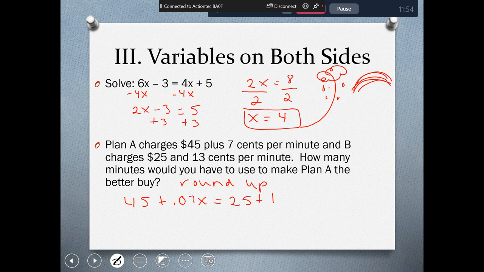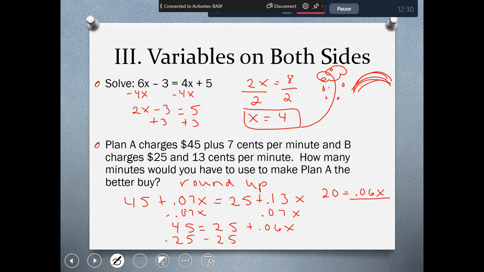Okay? So in this case, we're going to have 45 plus 7 cents, that's going to be 0.07x, equals 25 plus 13 cents, which would be 0.13x. And we're going to solve them and figure out how many minutes I need to make plan A better. So I'm going to subtract 0.07x from both sides. So I'm going to get 45 equals 25 plus 0.06x. Then I'm going to subtract 25 from both sides. So I'm going to get 20 equals 0.06x.